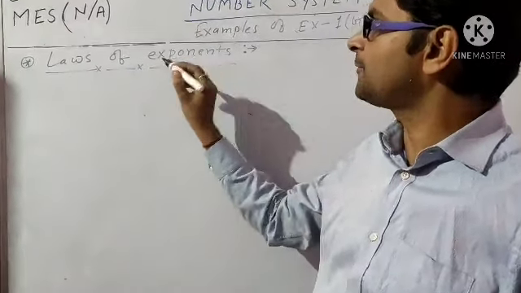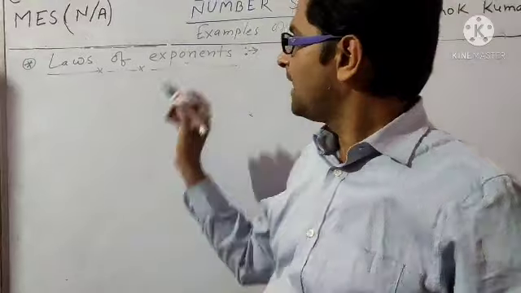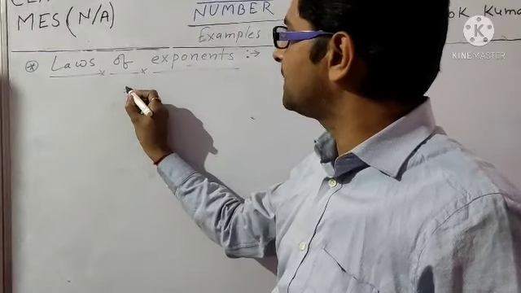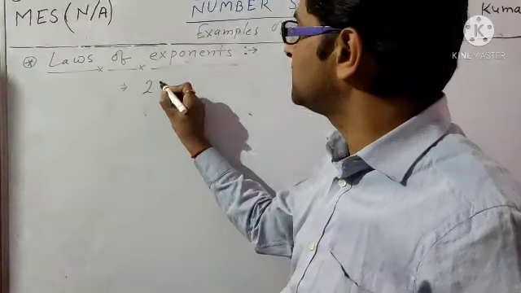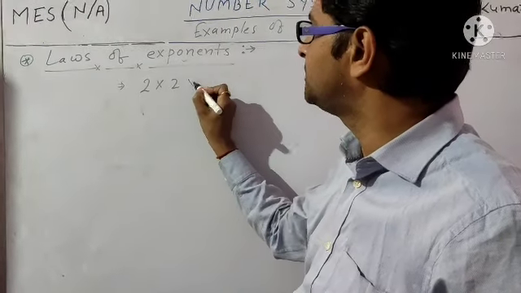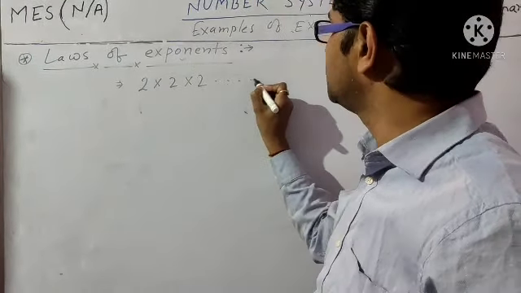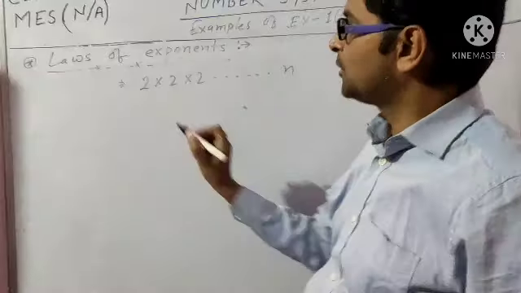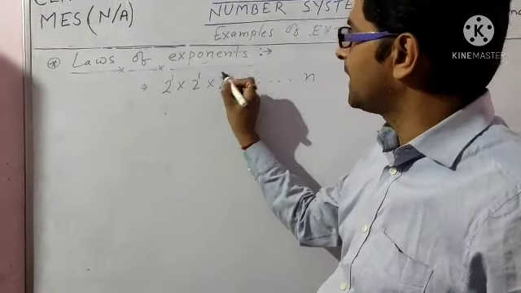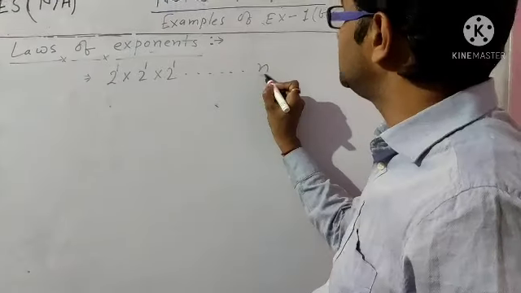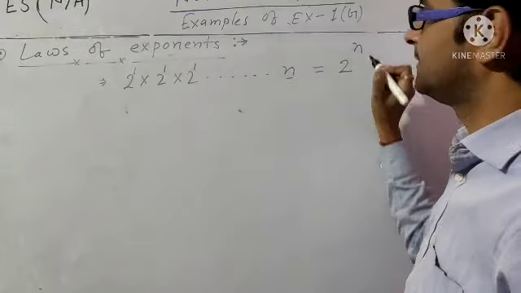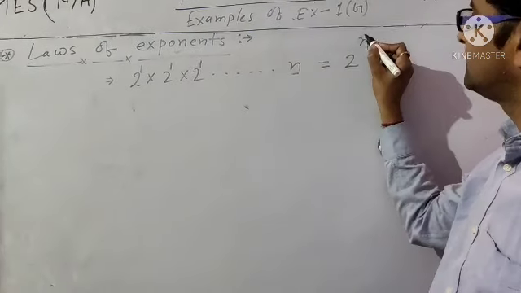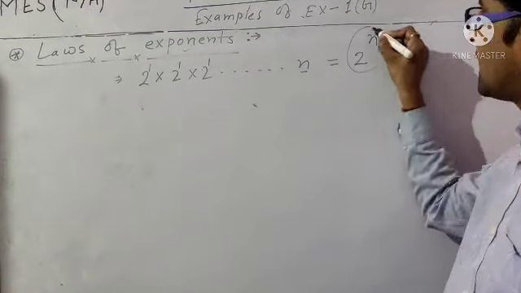Okay, student. So first of all, student, what is exponent? Exponent is the representation of power in the form of power. Suppose here, student, 2 into 2 into 2 up to n terms. So it will continue up to n terms. Then we will write here 2 to the power n. This power indicates the exponent form.